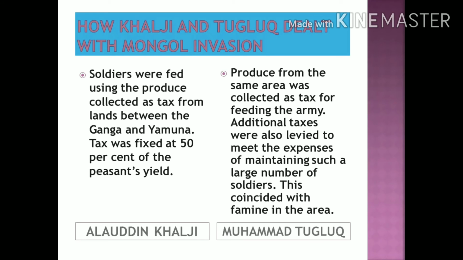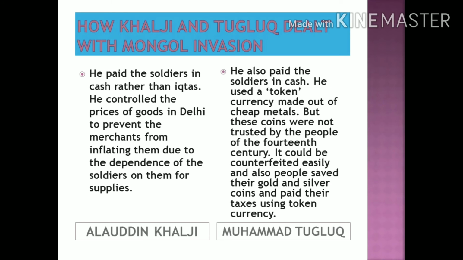मोहम्मद तुगलक, what he did, he also collected the produce from the area as tax for feeding the army. लेकिन उन्होंने एक और चीज की, he even levied additional taxes to meet the expenses of maintaining a large number of soldiers. तो उन्होंने taxes बढ़ा दिए and all this coincided with famine in that area, यानी कि उस एरिया में shortage of food हो गया and which caused widespread rebellion.